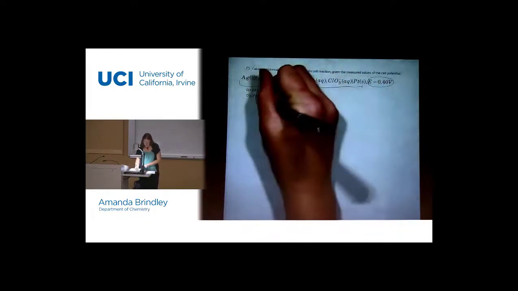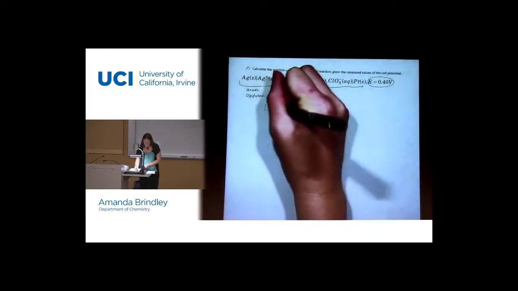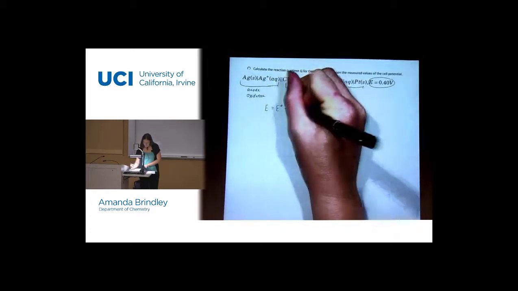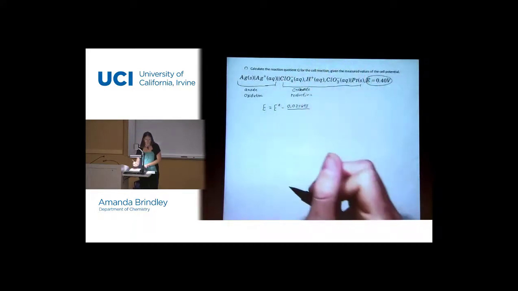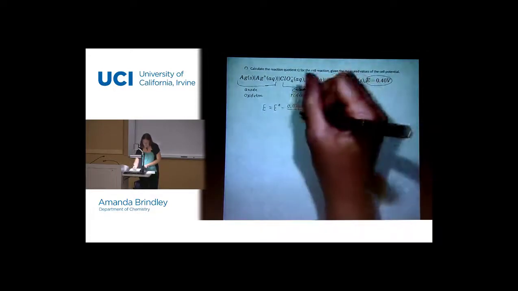Now we have E. If we want to use the equation we just talked about, let's write it down for a second so we can point to things and look at it. I didn't specify a temperature, so we can assume 25 degrees. So I'm going to use this one, which already has the F and the T figured in.